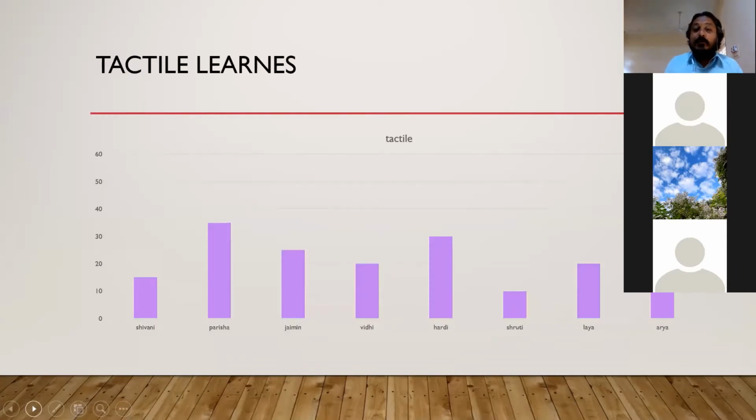You can see almost everybody has less than Arya and Parisha. Hardi comes next. I'm not surprised that Hardi is not a tactile learner, because she loves to do things with her hands. And as you have heard, Arya is into dance. So she would like to use her body.